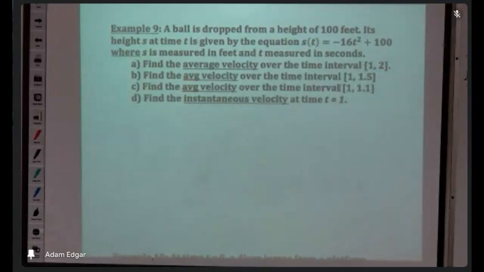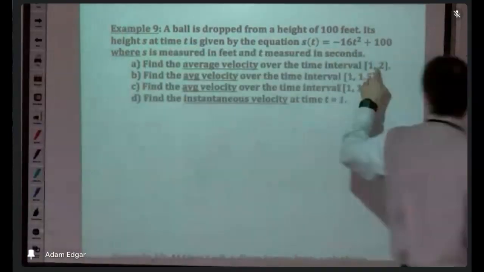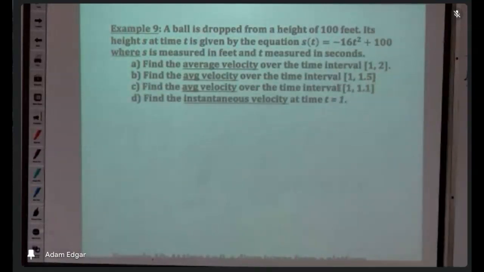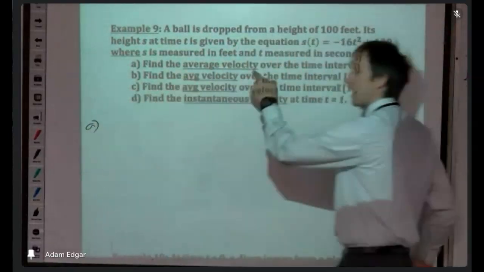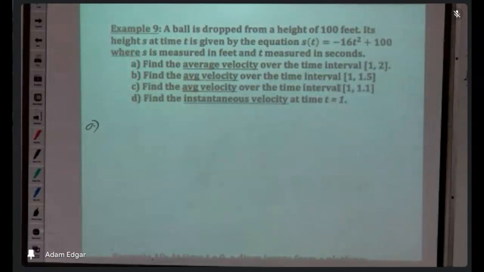So this is the interval of times, the beginning time and ending time. And we want to find the average velocity. And remember, average velocity is just the average rate of change of your position. So average velocity, average rate of change of position, same thing. So what we're doing to find the average velocity is finding the slope of our position over the interval from 1 to 2.